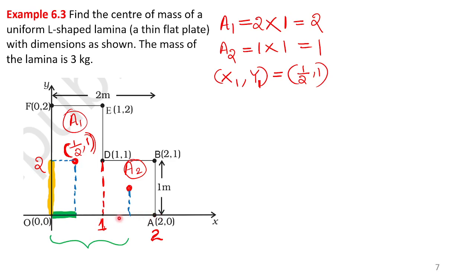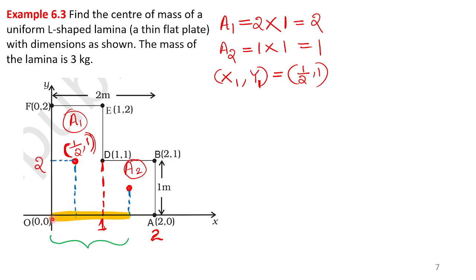The square has the side 1. Understood? The square has the side 1. I have already told you. For the time being, let me delete this one. I will repeat. This distance is the x coordinate of the center of mass of A2. So that will be this much distance. This much distance is required.